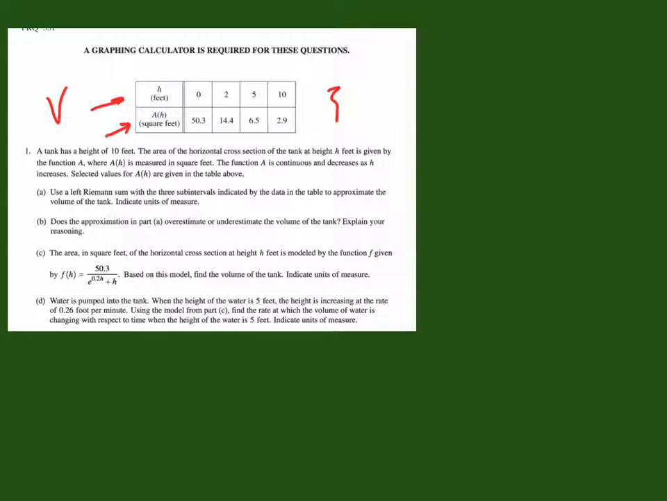The function is continuous and decreases as h increases. So as the height gets bigger, the function A, the area, decreases. Select values for A are given. The first thing it says is to use a left Riemann sum with 3 subintervals by the data to approximate the volume of the tank.